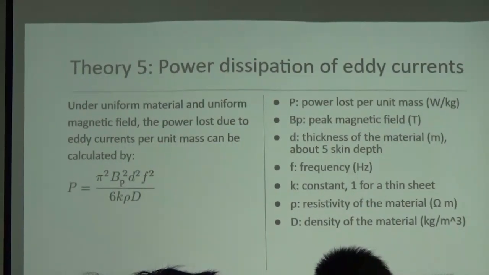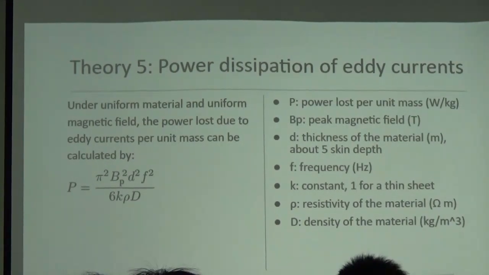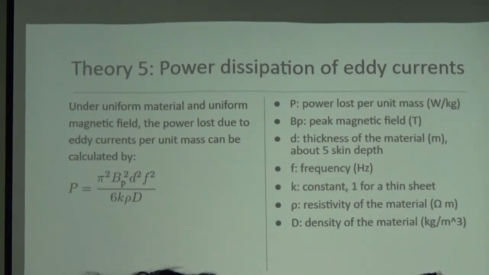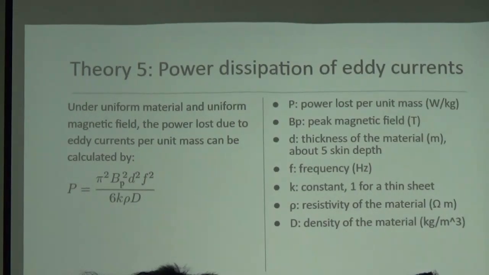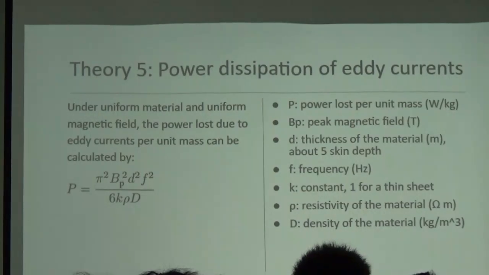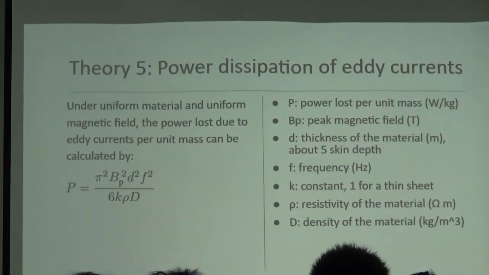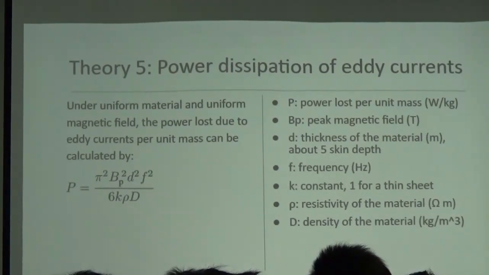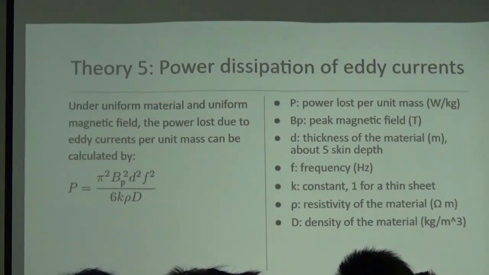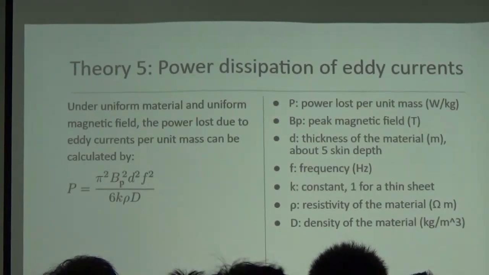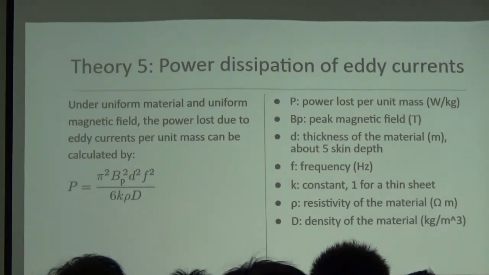The fifth theory is about the power dissipation of eddy currents. Under uniform material and uniform magnetic field, the power lost due to eddy current per unit mass can be calculated by P equals pi squared Bp squared t squared f squared divided by 6 k rho d, where P is the power loss per unit mass, Bp is the peak magnetic field, and t is the thickness of the material, which is about 5 skin depth. f is the frequency, k is a constant, which is 1/4 in this case. Rho is the resistivity of the material, and d is the density of the material.